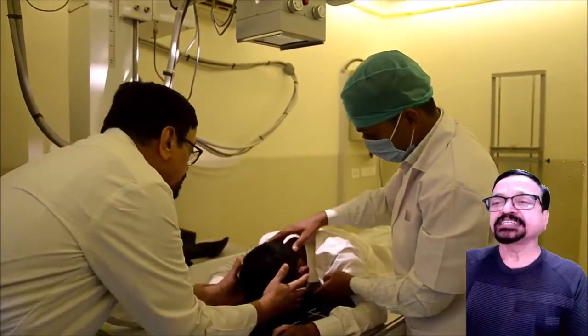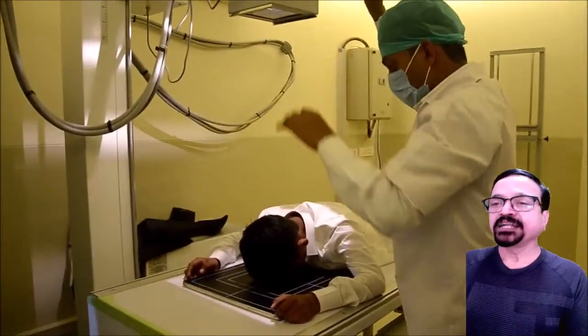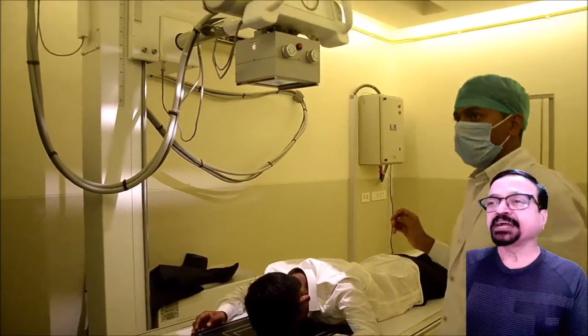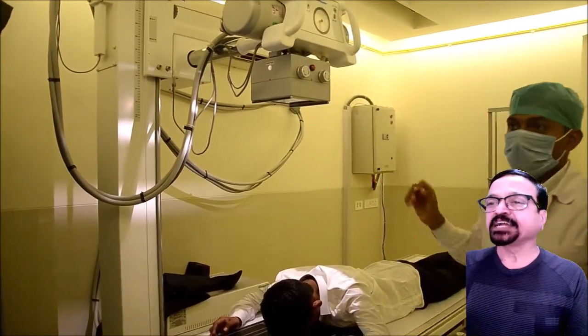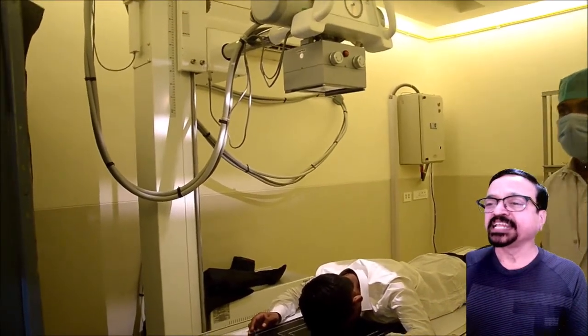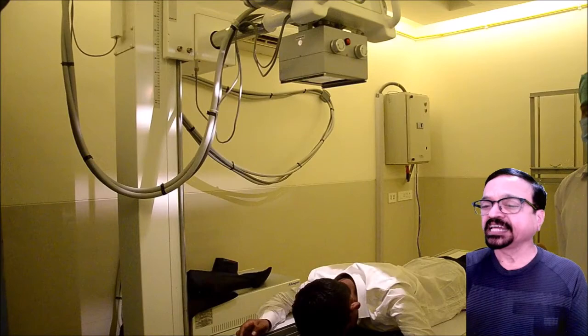The distance is 100 centimeters. The orbitomeatal line is perpendicular. Cassette 10 by 12 or imaging plate, whichever size you have, or if it is CR, it is 10 by 12 or 14 by 17. That is how you have to position the patient and take the radiograph.